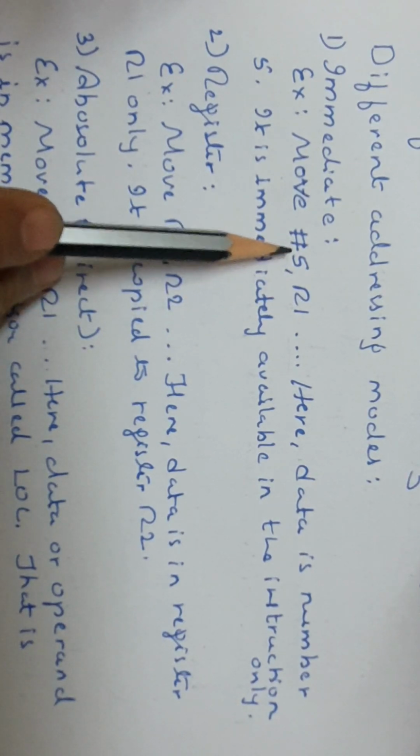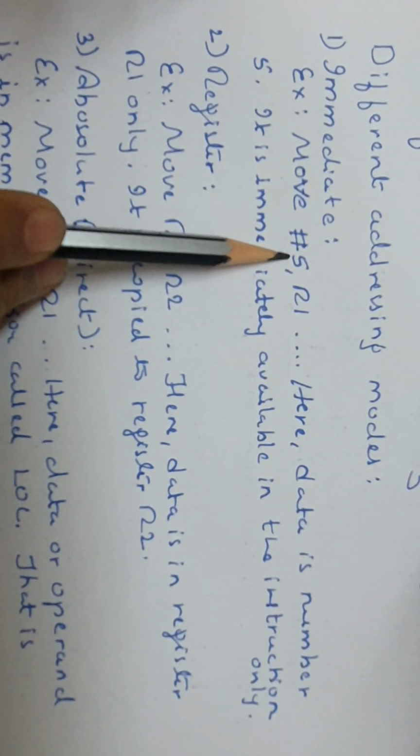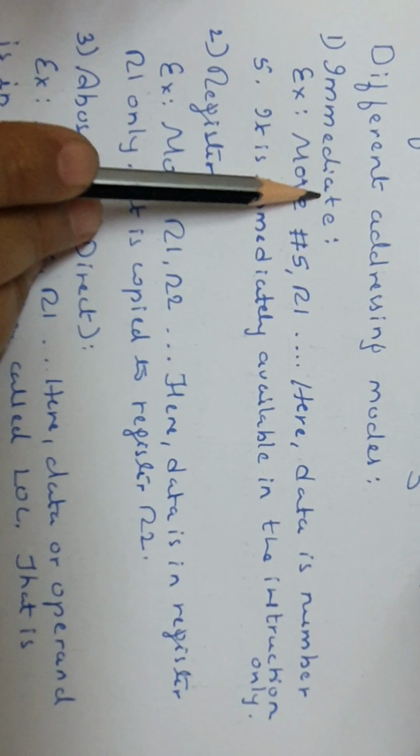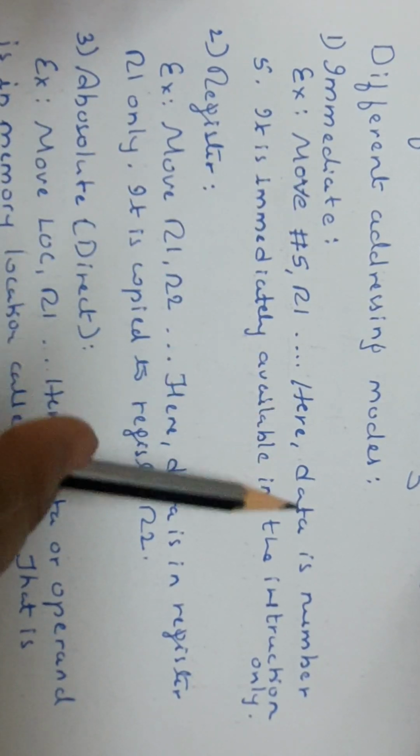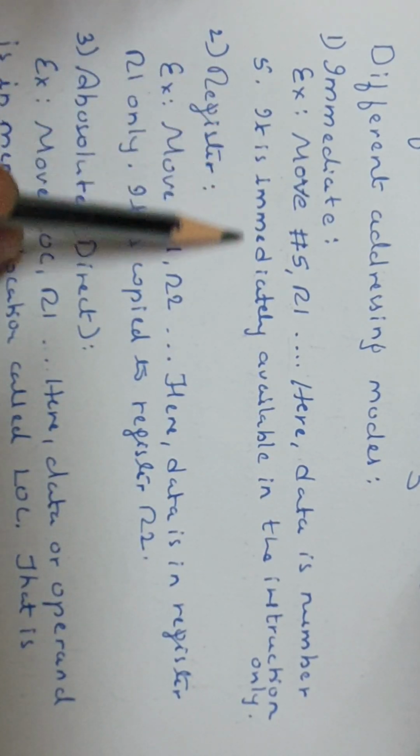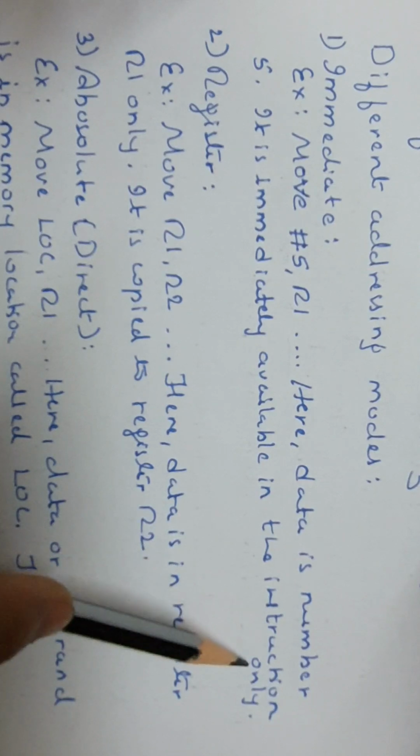So the data is immediately available in the instruction only, hence it is called immediate addressing mode. Here the data is the number 5. It is immediately available in the instruction only.